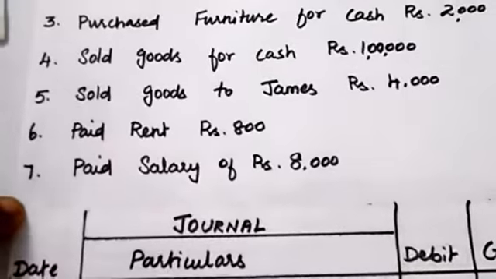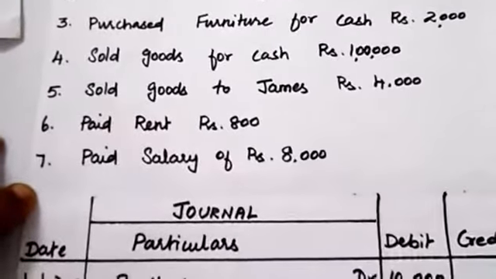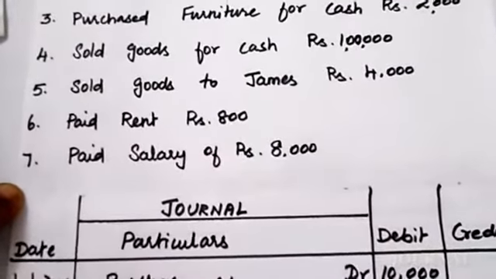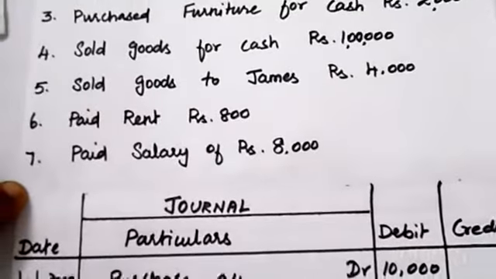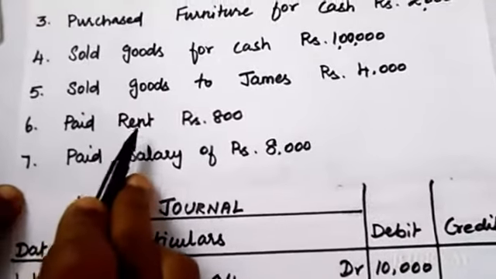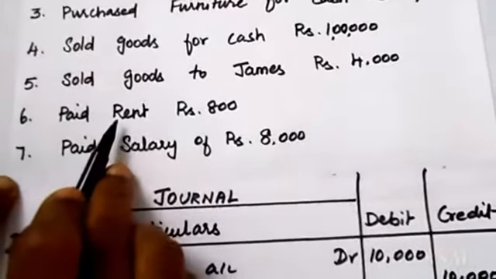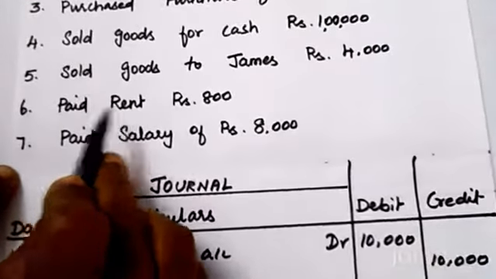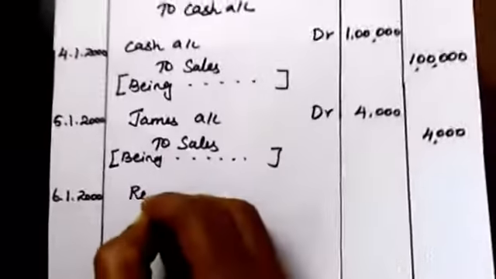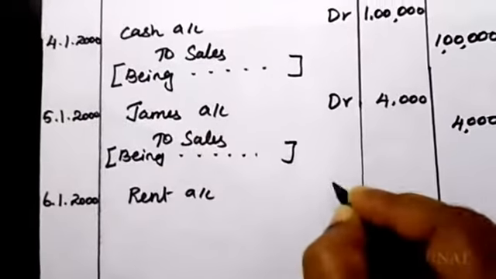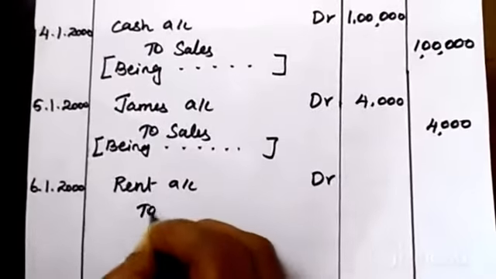What is the rule for nominal account? Debit all expenses and losses, credit all incomes and gains. So when you pay rent, it is an expense. So nominal account rule is debit all expense. So enter this item under debit. Rent account debtor to cash.